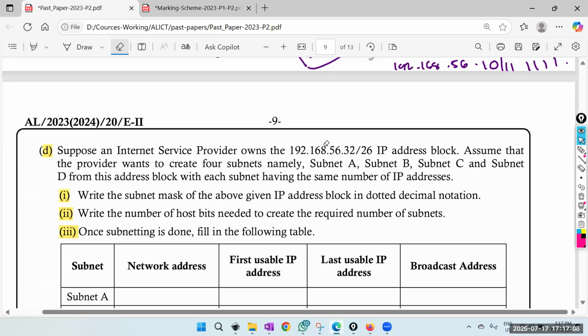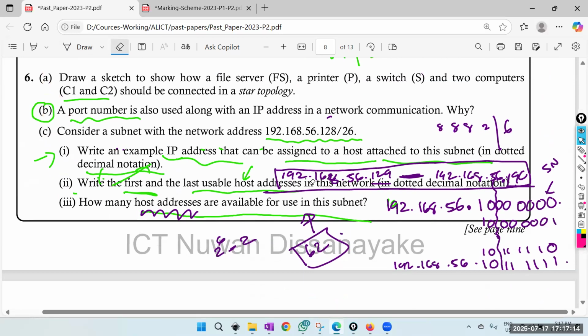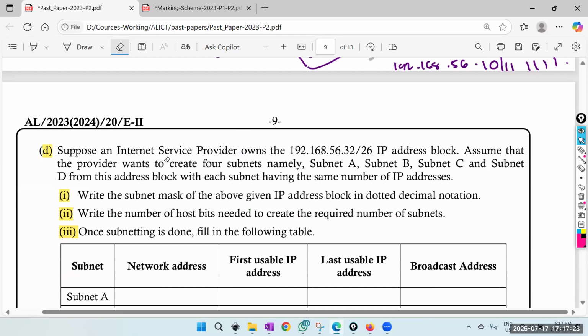Suppose the internet service provider owns 192.168.56.32. That is a different question. 192.168.56, this is 56, this is 128, but this is 32. This is a separate, independent question. Suppose the internet service provider owns this particular IP address block. Assume that the provider wants to create four subnets, namely subnet A, B, C, and D, from this address block, with each subnet having the same number of IP addresses.